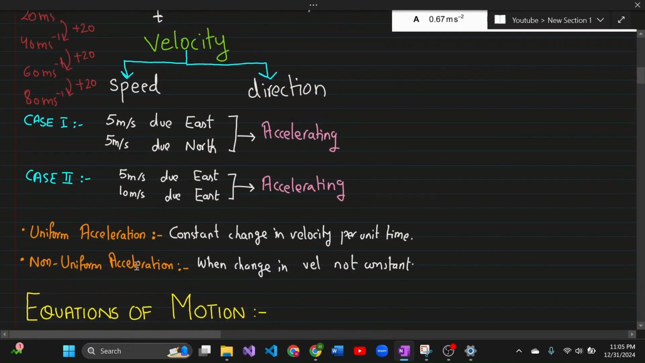Then we have two things: what is uniform acceleration. It is the constant change in velocity per unit time, whereas non-uniform means when the change in velocity is not constant. As simple as that.